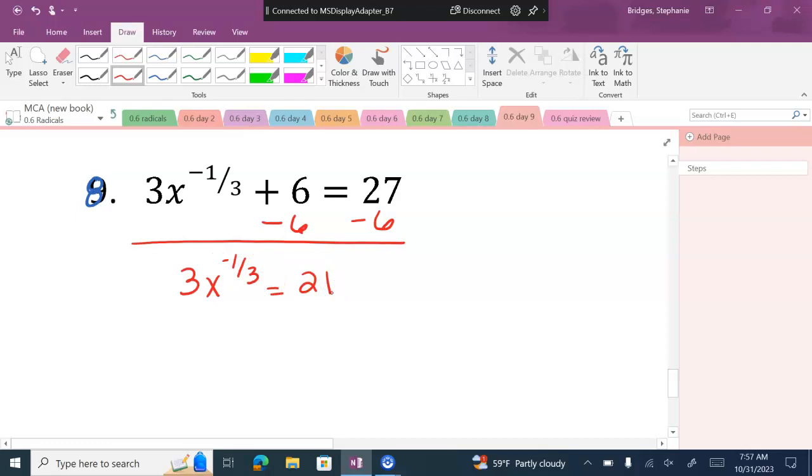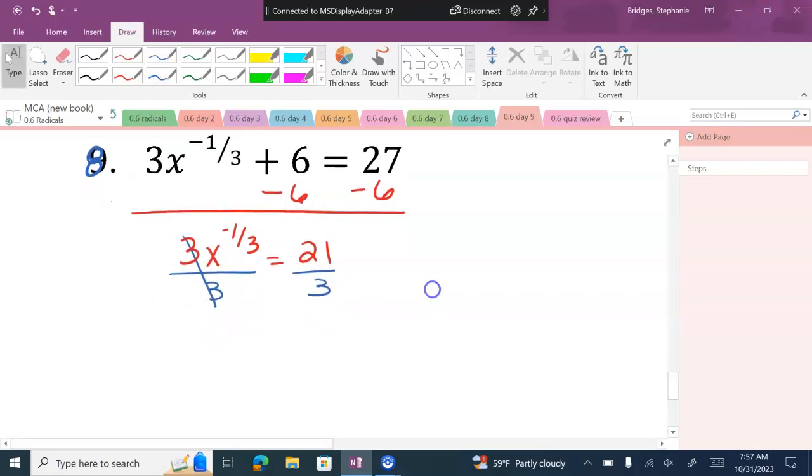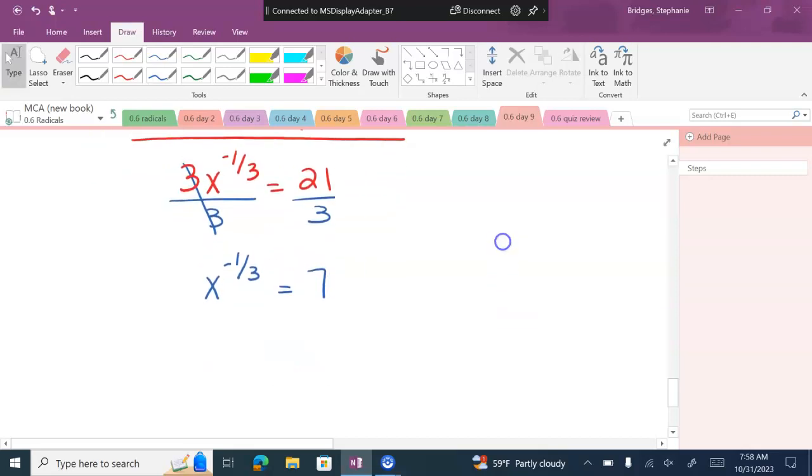My x is still not all by itself, though, so what do I have to do now? Divide by the 3 that's in front of it. Yep. So that's going to leave me with x to the negative 1/3 equals 7. Now, what is the reciprocal of negative 1/3? A negative 3. So we're going to raise both sides to the negative 3rd power. Those multiply to give me just x to the 1st.